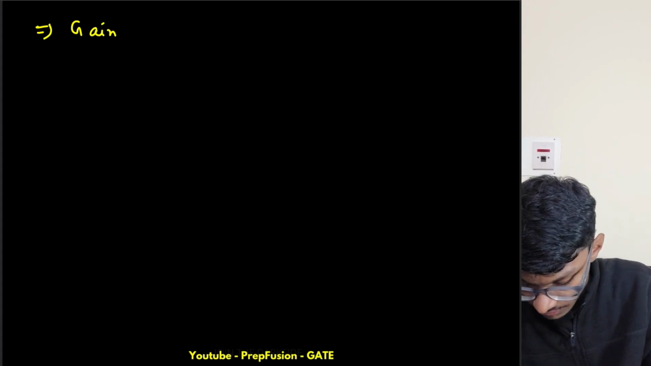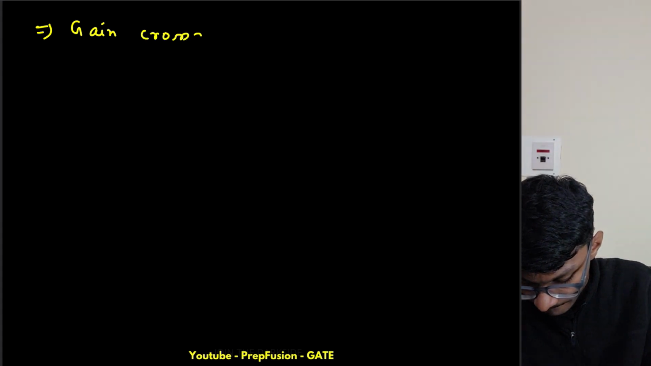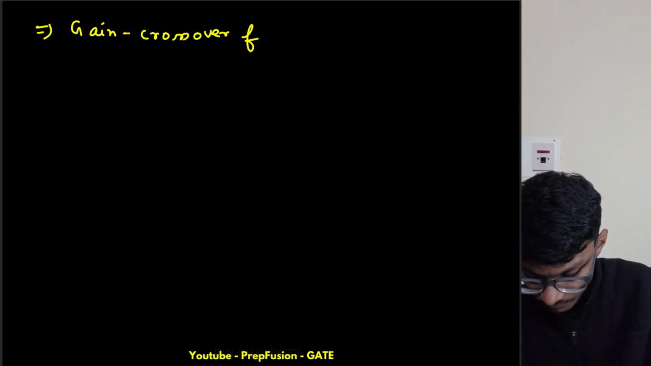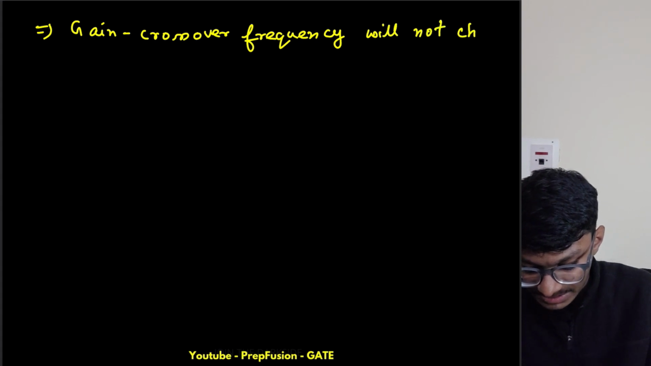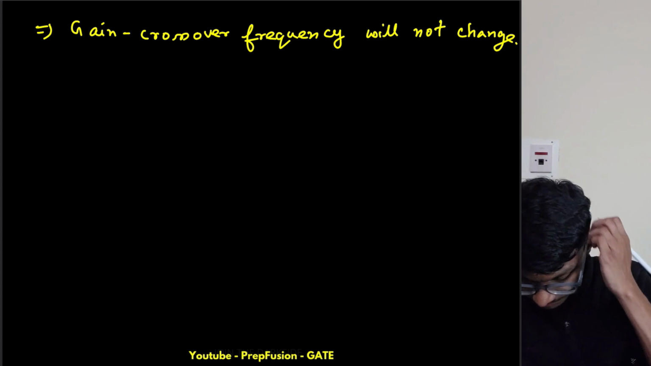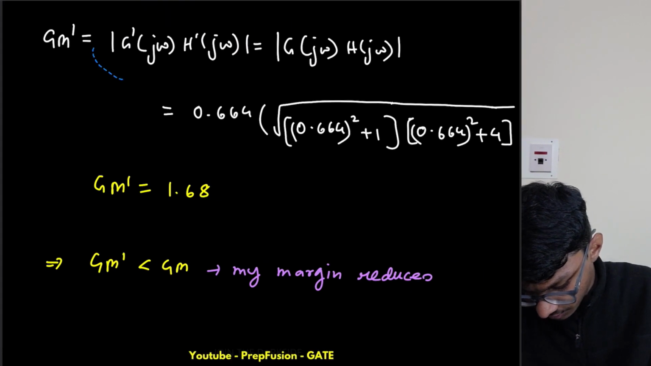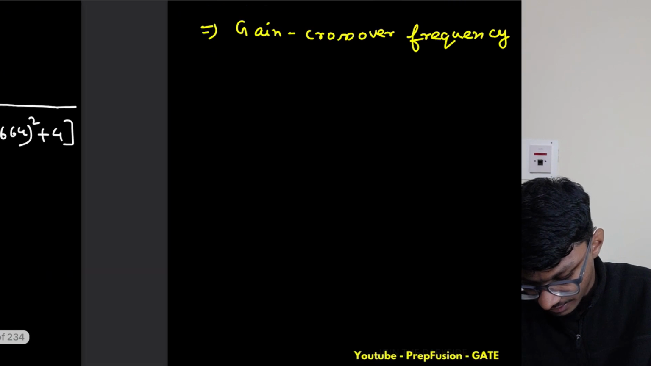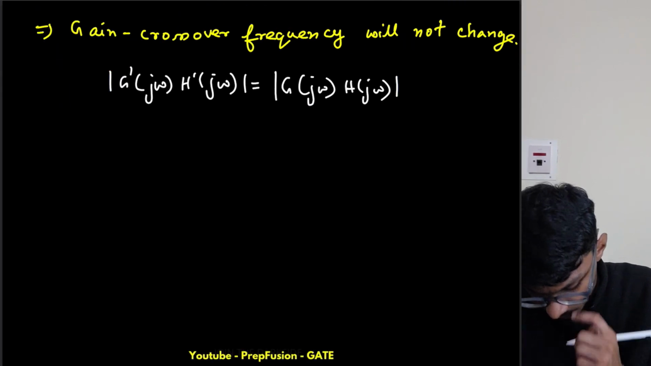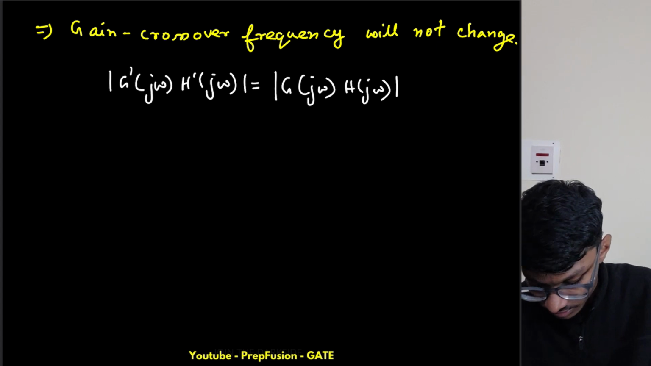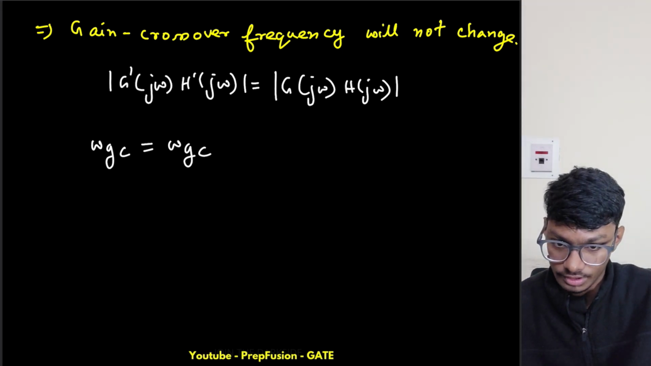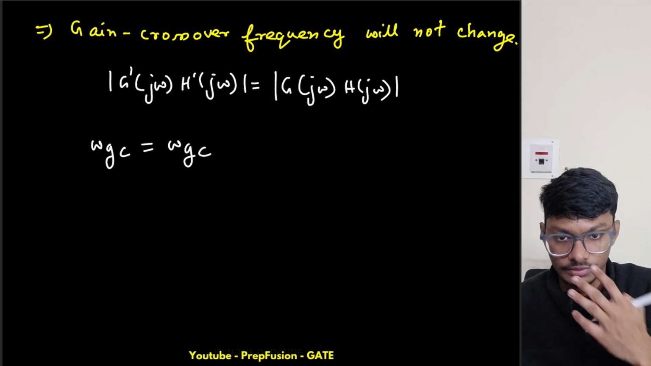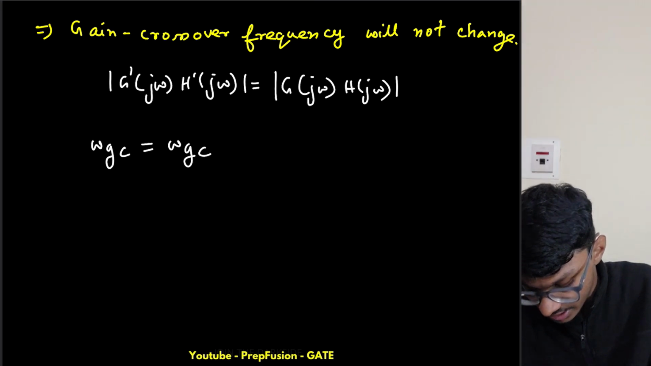The gain crossover frequency will not change. Why? Due to this one: the magnitude will be equal, obviously. So omega gc will be the same. I won't calculate it because it will take time. That is homework for you. It is a third order equation, so it will be difficult for me to calculate. So it will be the same.